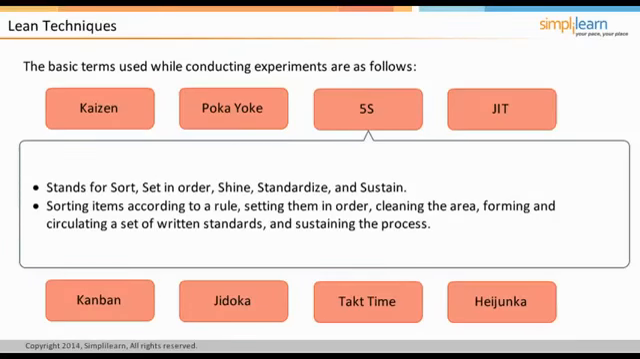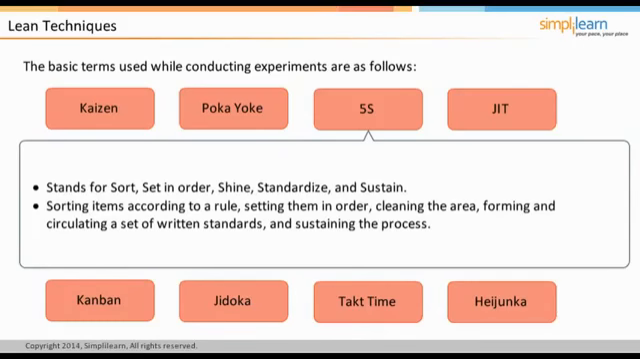5S is a set of 5 Japanese words, which translate to sort, set in order, shine, standardize, and sustain. This is a simple and yet powerful tool of lean. The sort principle refers to sorting items according to a rule. The rule could be frequency of use or time of use. After sorting, the objects are set in order. The place for everything is defined, and everything is placed accordingly.